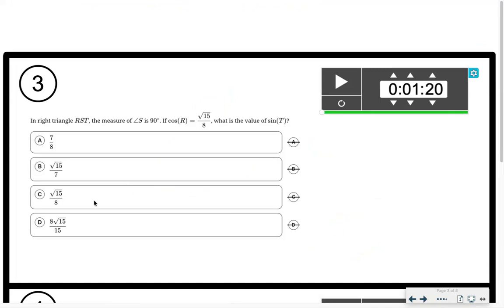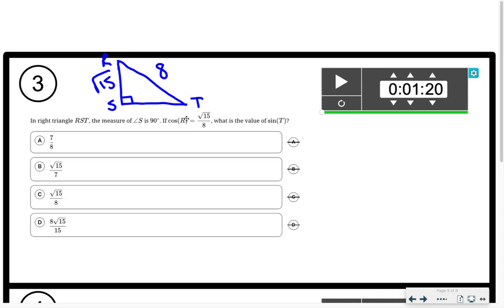All right, on to number three. So in right triangle RST, the measure of S is 90 degrees. We've just got a single right triangle here, and S is the 90. So I'm just going to make it RST like that. And the cosine of R, so that is the adjacent over the hypotenuse, is root 15 over 8. But before I waste my time finding the side, they asked me for the sine of t. Well, sine is opposite over hypotenuse.